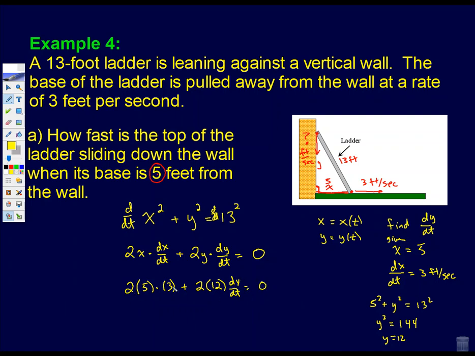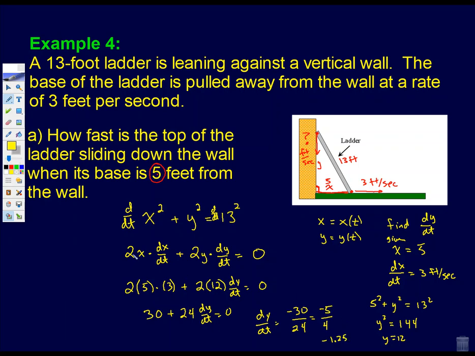So let's do the math here first. This is going to be 10 times 3, so 30, plus 24 dy/dt equals 0, which means I'm going to subtract 30 and then divide by 24. So dy/dt is negative 30 divided by 24, and if I reduce it down, I can divide everything by 6 here. Or that's negative 1.25.